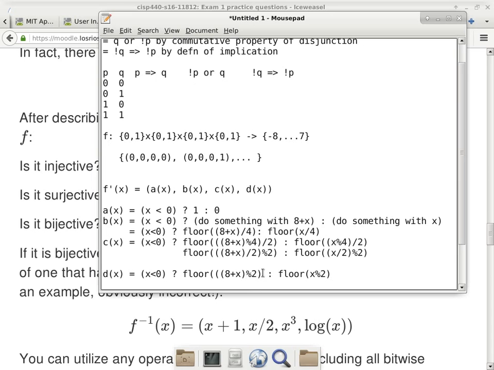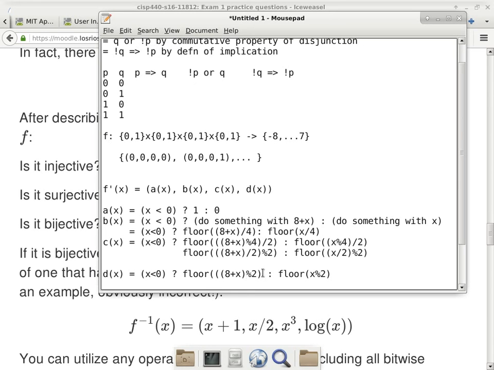Well, this works because if it's 6, then your D bit will still be what? Say again? If your x is 6, will D of x still work properly? Okay, so if x is 6, let's plug it in. 6 is less than 0 is false, right? So we go to floor of x mod 2. x is 6, 6 mod 2 is a 0, which is correct. The least significant bit representing the value 6 is in fact the 0.